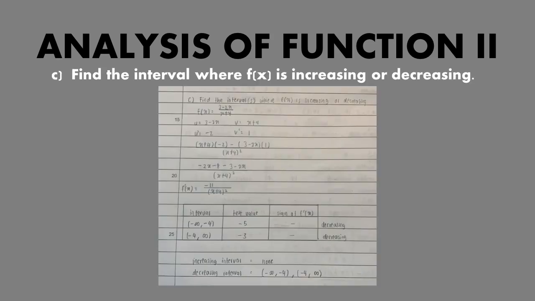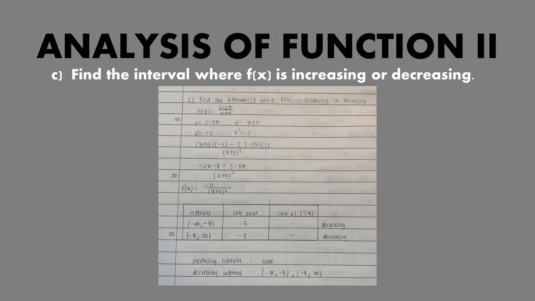Question C: find the intervals where the function is increasing or decreasing. First of all, we need to differentiate our function, (3 − 2x)/(x + 4), and then we get −11/(x + 4)². The next step is to create a first derivative table using two intervals. The first interval is negative infinity to −4, and the second one is −4 to infinity.